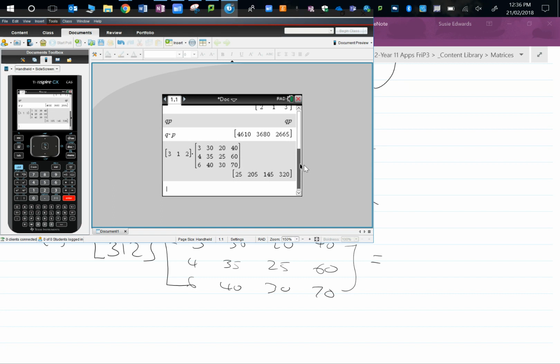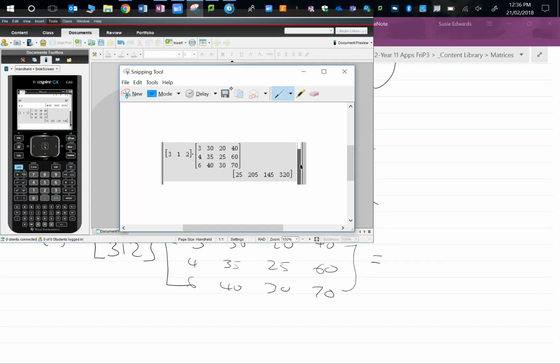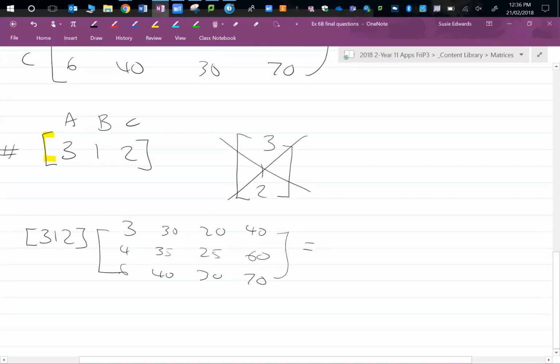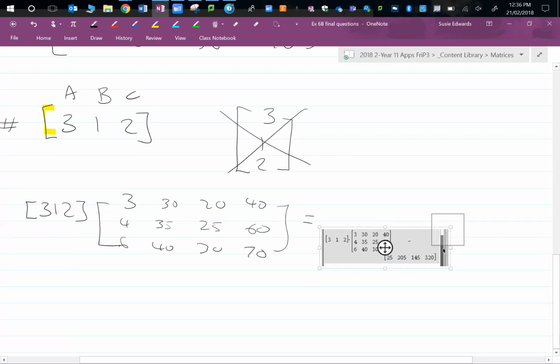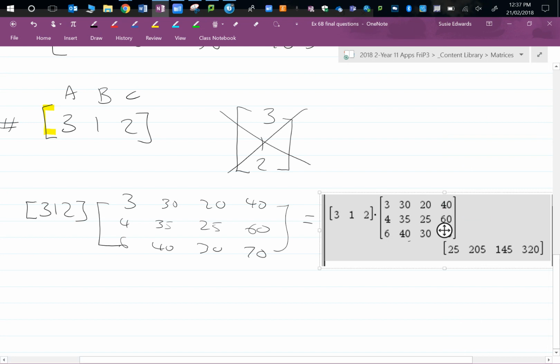All right, so it's given us these numbers, 205, 145, 320. Is that right? That's good. All right, but the question says, what does this matrix represent? What does this actually tell us?